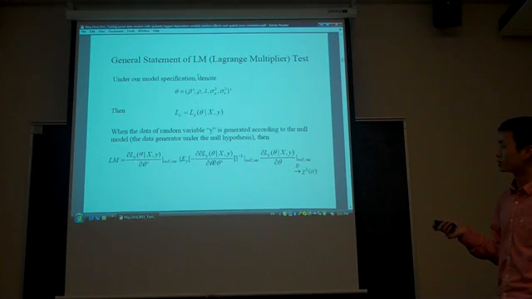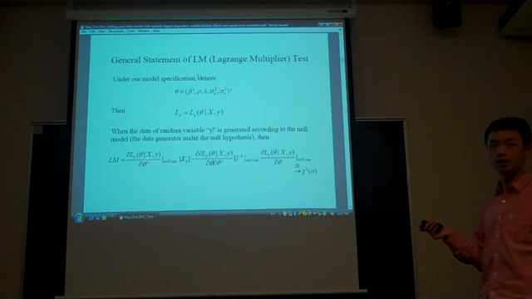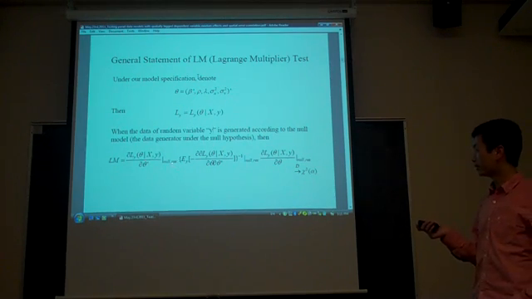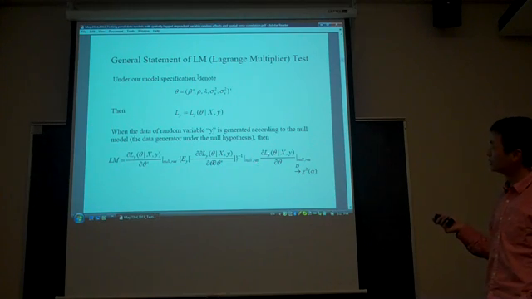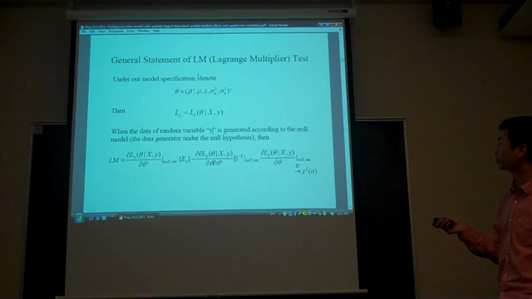The first term is a score vector evaluated under the null hypothesis and evaluated at the restricted estimator. The middle part is the information matrix, also under the null and evaluated at the restricted estimator. This guy is just the column form of this score vector.